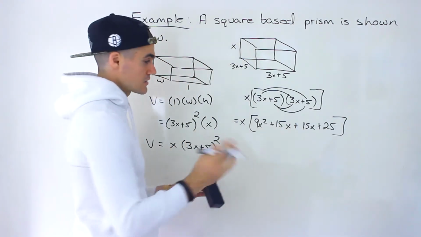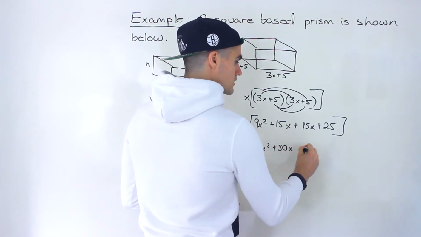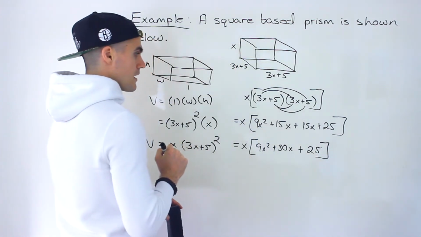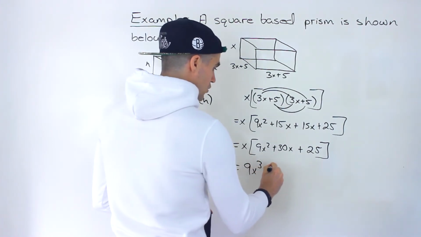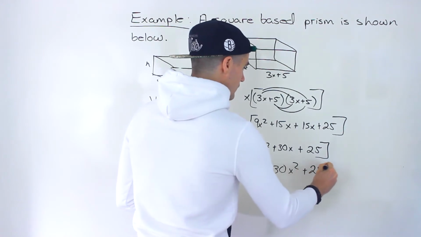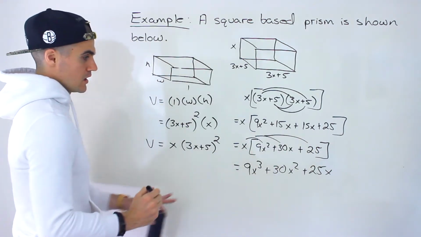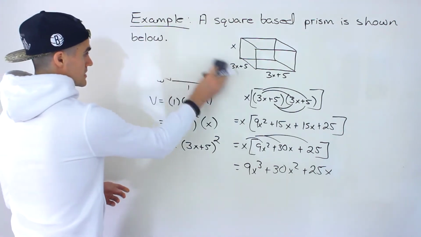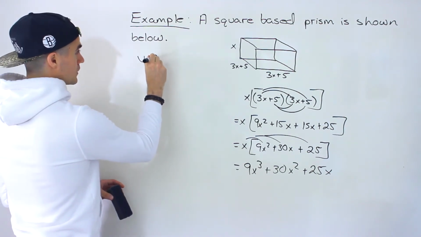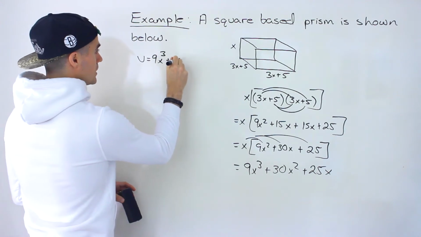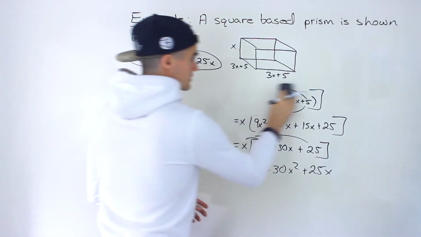And then the 15x terms, those are like terms. So we'd have x times 9x squared plus 30x plus 25, like that. Then we could distribute the x inside the bracket: 9x cubed plus 30x squared plus 25x, after taking the x and multiplying it by everything. So that right there represents the volume of this square-based prism. So the volume, let's write it over here just to keep track, would be that. Now, what about the surface area?